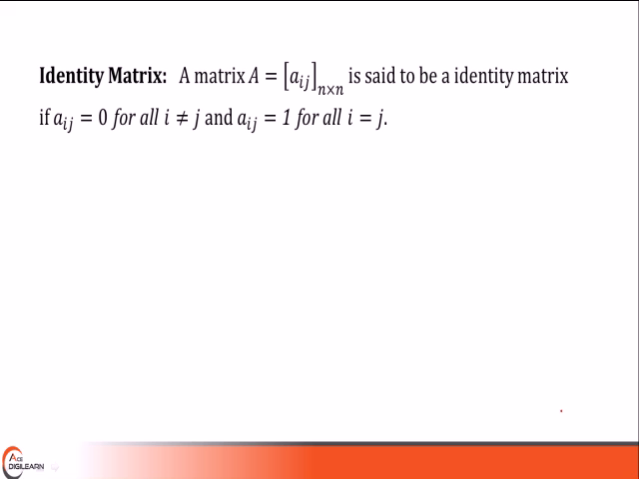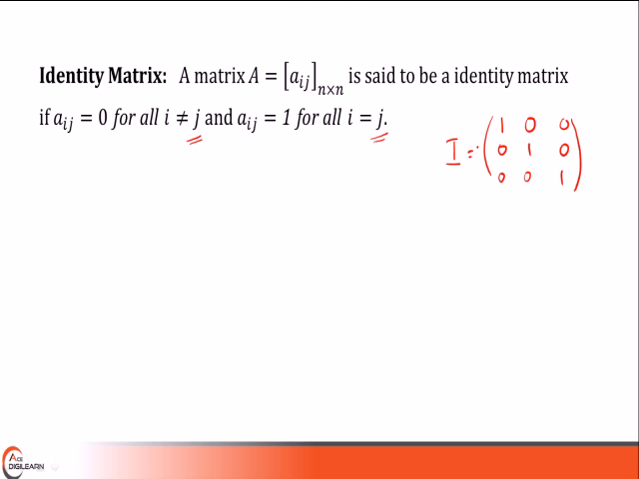Next, coming to identity matrix, which is very much important. A matrix A equals to [aij] of n by n is said to be an identity matrix if aij equals to 0 for all i not equals to j and aij equals to 1 for all i equals to j. So as we discussed in the previous definitions, we can write directly the elements which satisfy the i not equals to j property must be filled with zeros, and the elements which satisfy the property i equals to j must be filled with 1. So we get this matrix.